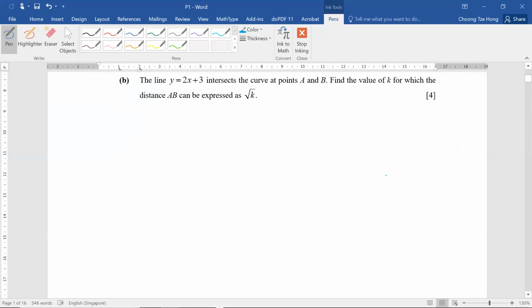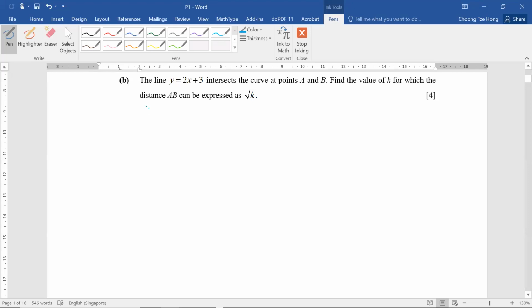Okay, so the line y equals 2x plus 3 intersects the curve at the points A and B. Find the value of k for which the distance AB can be expressed as square root k. Basically, the line intersects the curve at 2 points. To find the coordinates of those 2 points, the moment you hear intersect, you'll think of solving the equations simultaneously.